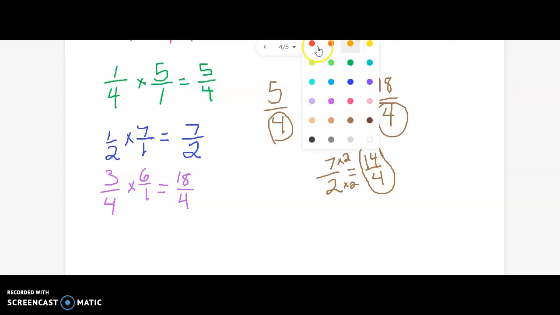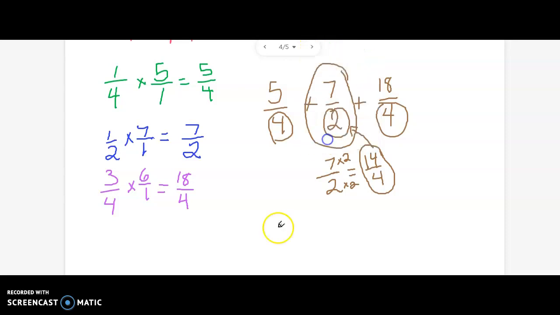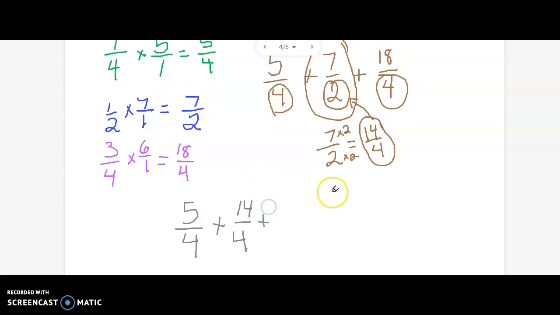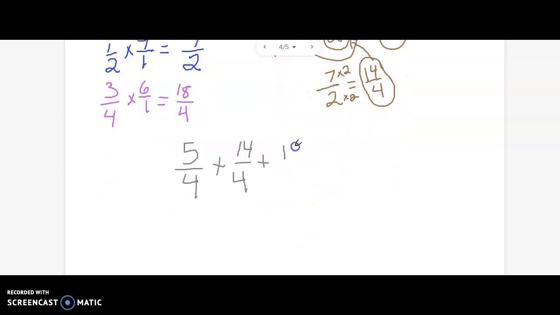All right, let me rewrite my problem. Get a different color here. So now I've got 5/4 plus, and I'm going to use 14/4 plus, and I'm going to use 18/4. Okay. So I worked so hard to get that denominator to be 4. We're going to keep it. When we add and subtract fractions, we keep the denominator. Now I'm going to add my numerators.